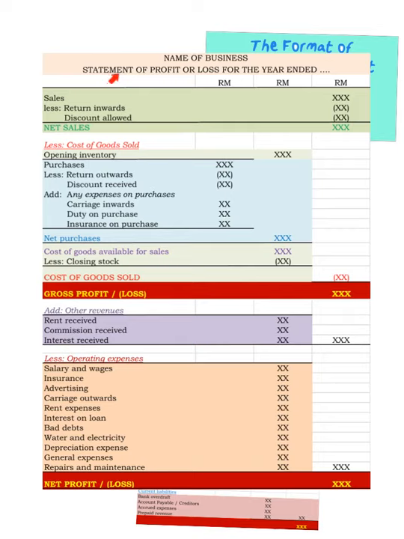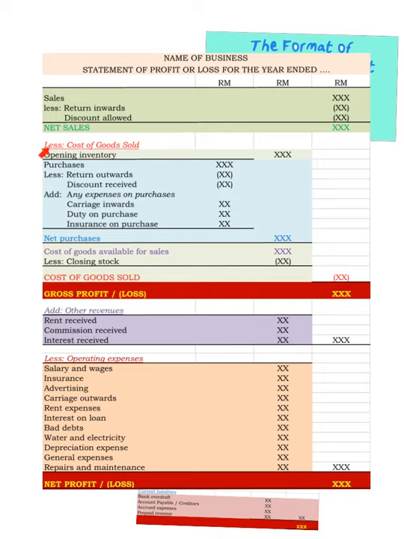So as you can see, what comes to this statement? Number one is your revenues, and this is still your revenues. So any accounts that fall under revenues will come to your statement of profit or loss. Another part is all your operating expenses. All your operating expenses will appear here.